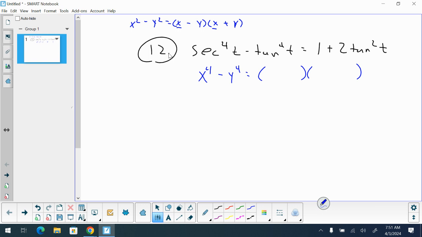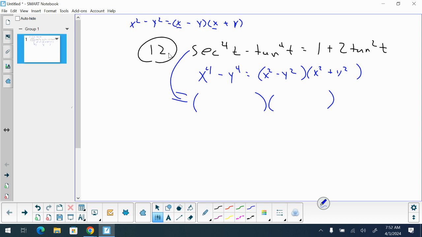I want to use that same idea down here with x to the fourth minus y to the fourth. If I look to factor that, what would that factor to? x squared minus y squared, times x squared plus y squared. Now I'm going to take this and throw it into the trigonometric world. Rather than x's and y's, we have secants and tangents. So it will factor the exact same way. You just replace the x with secant, and you replace the y with tangent, and you rewrite.